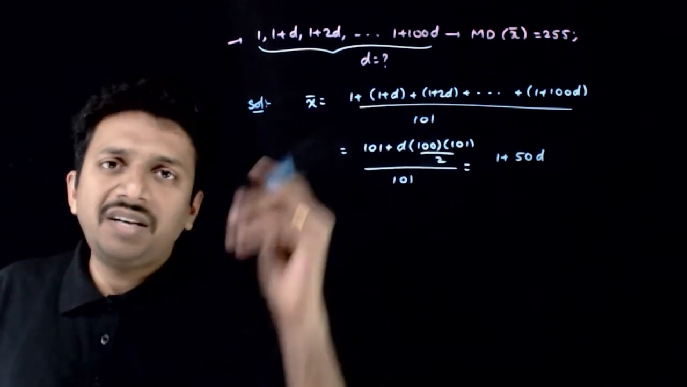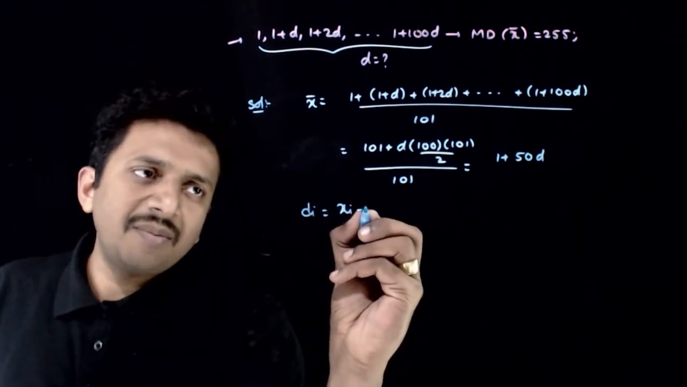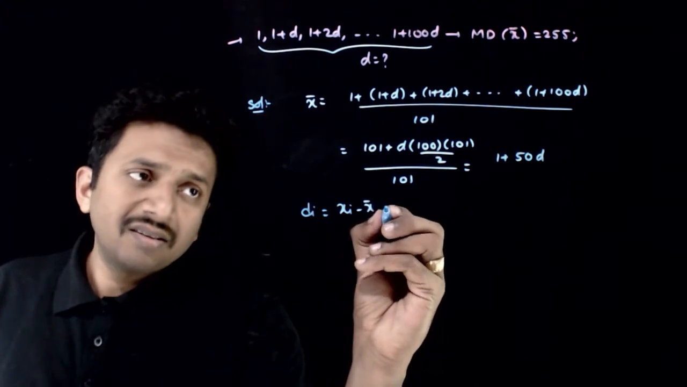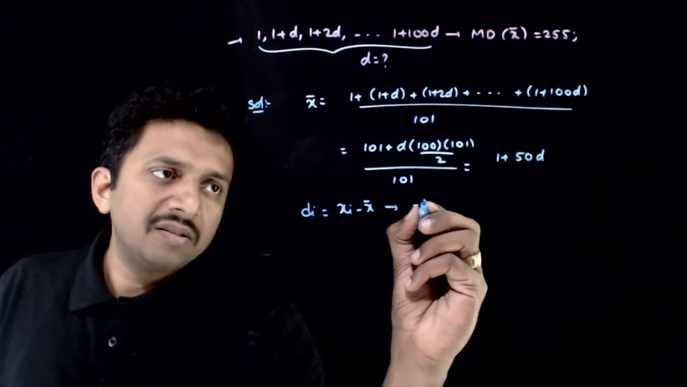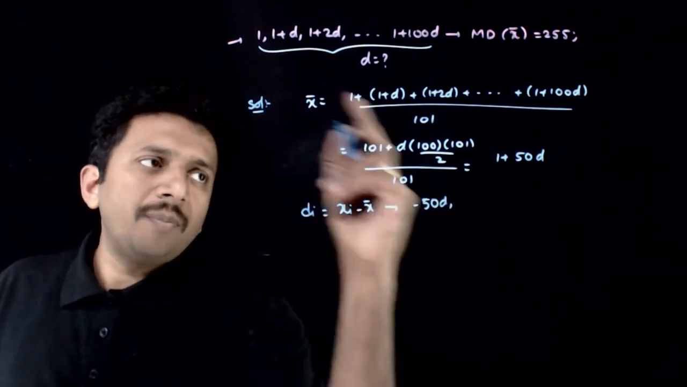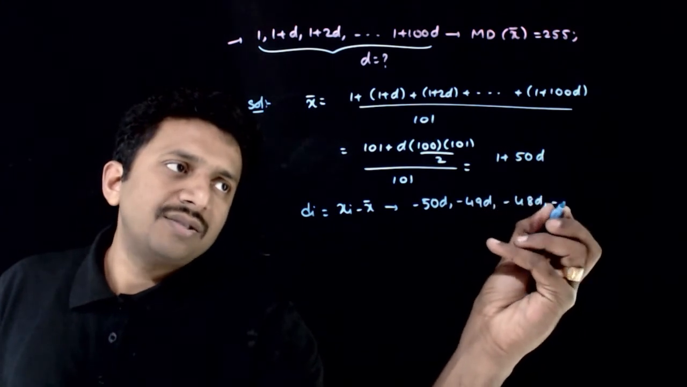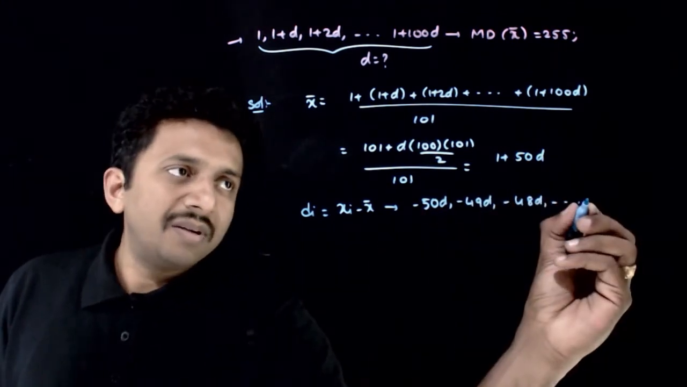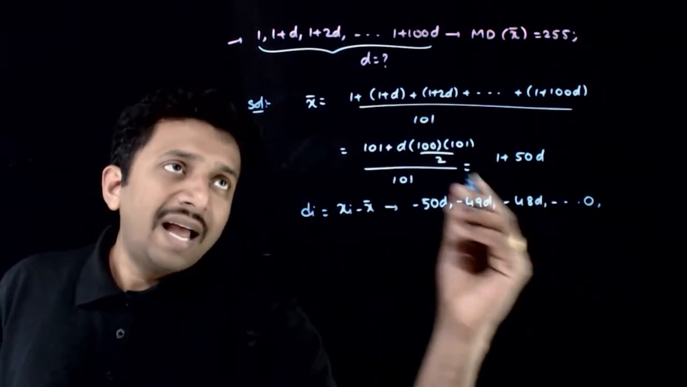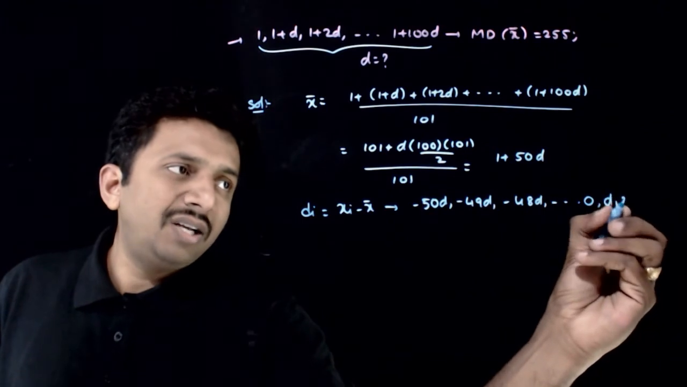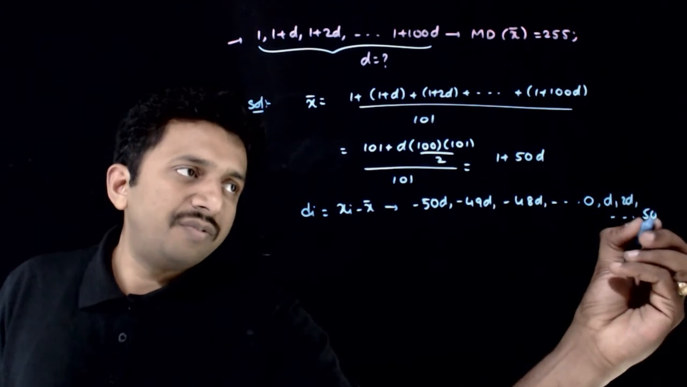So next, let us find the deviations. So what are the deviations? Deviation is nothing but xi minus x bar, right? So xi is 1 minus (1 plus 50d), so minus 50d. Then 1 plus d minus this gives minus 49d, then minus 48d, and so on. At some point, when you have 1 plus 50d minus (1 plus 50d), it becomes 0. And then you get d, 2d, and so on. 1 plus 100d minus the mean becomes 50d.